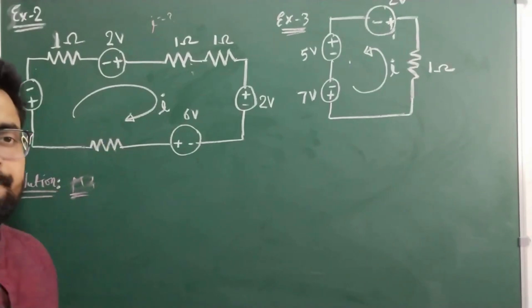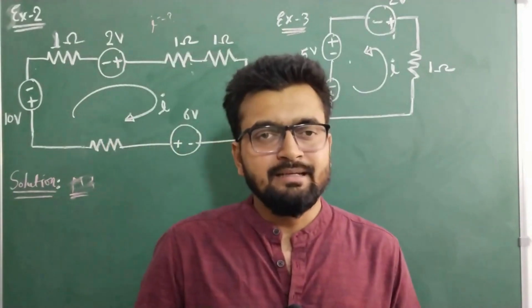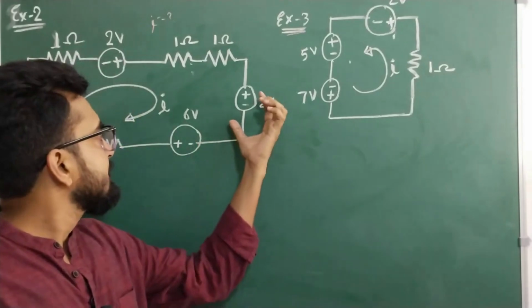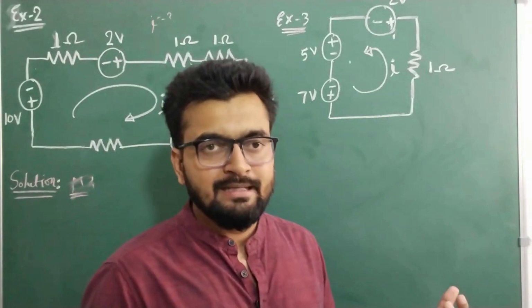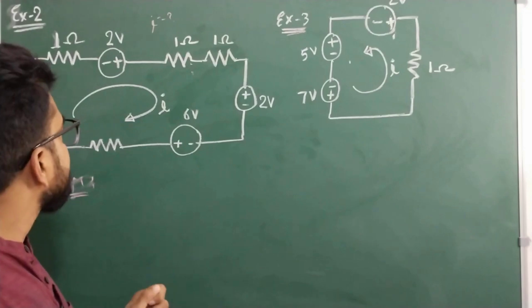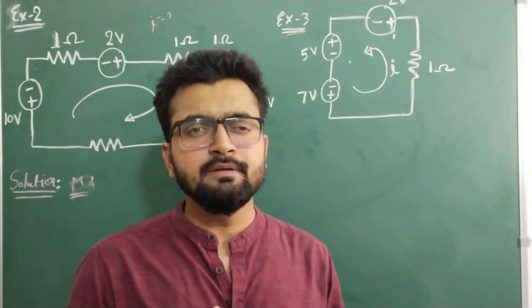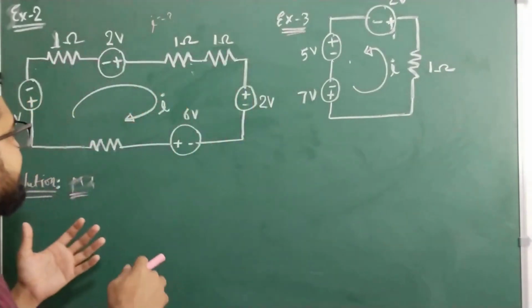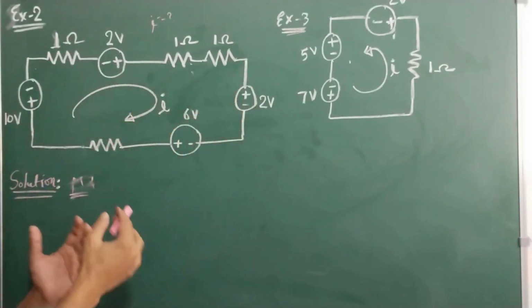The first thing when we apply KVL is to assign the polarity of the resistors, because the voltage supplies will already have polarity, right? So we need to assign the polarity of the resistors, and for that we need to find the direction of current. The direction of current would either be given in the circuit, or we can assign it by assuming clockwise or anti-clockwise. In these two questions the direction of current has already been given.